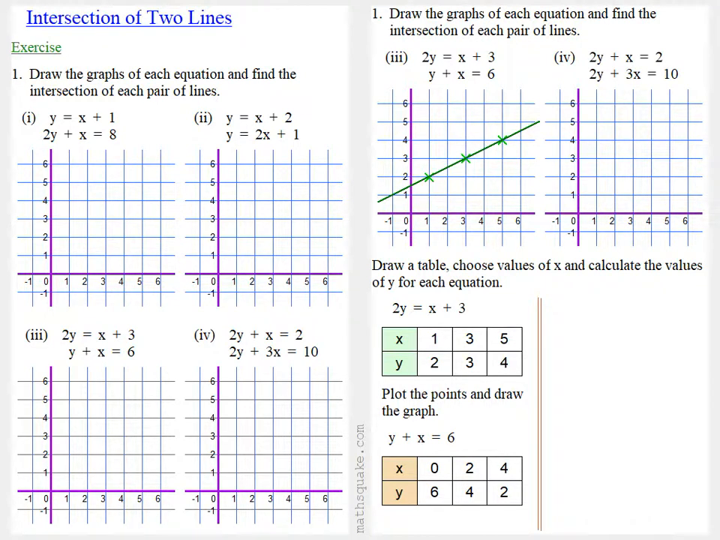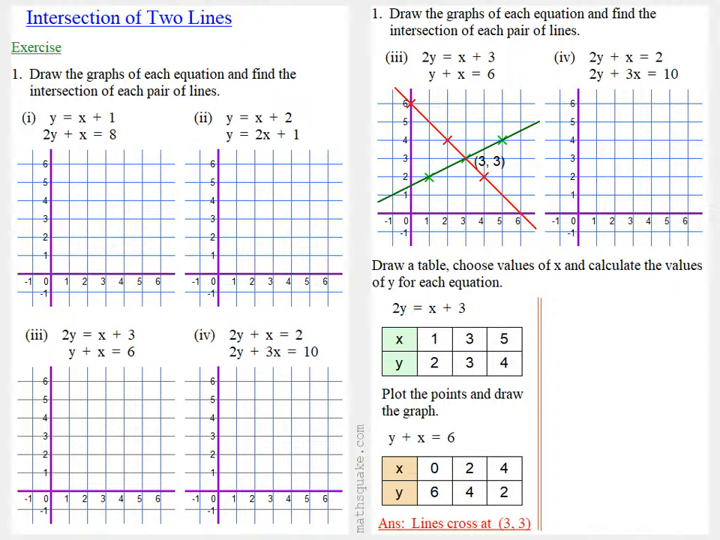Again, I can plot those points on the grid and join with a straight line. Now we notice the two lines cross at the point 3, 3, and so that's our answer. The lines cross at 3, 3.